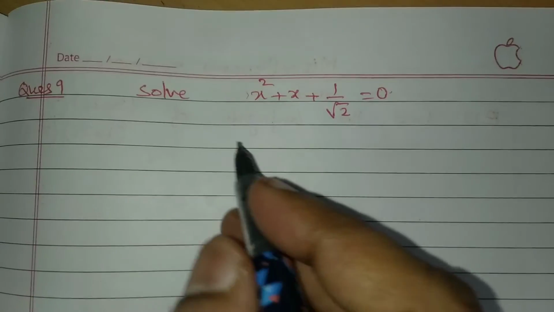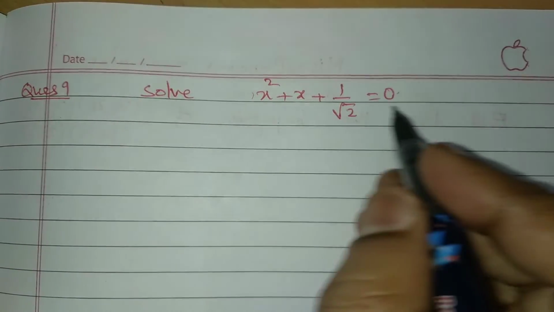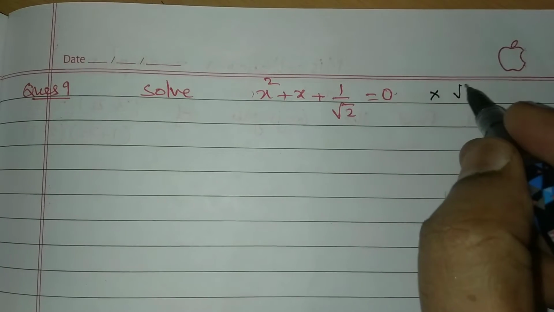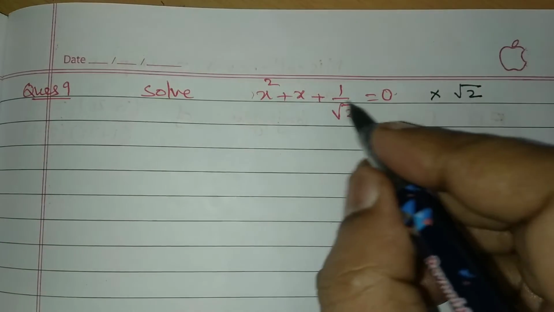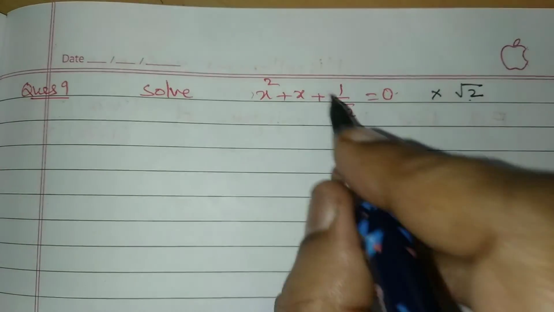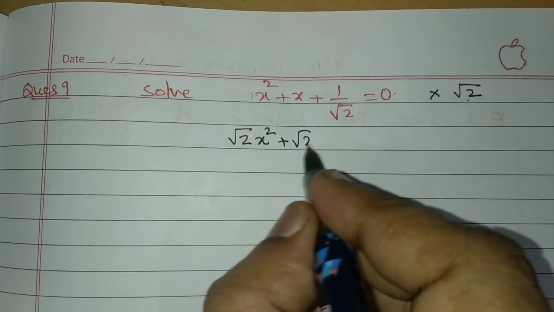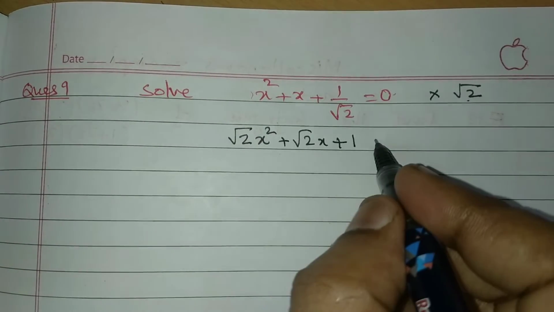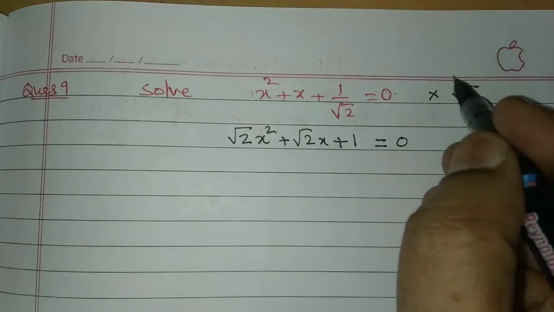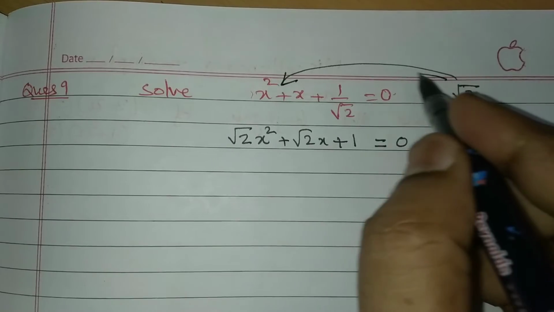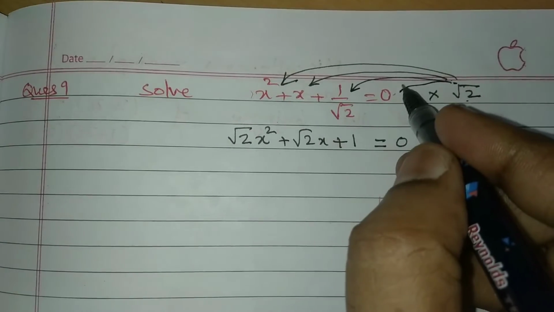Here, see, this is the quadratic equation. So here we can just multiply the equation by root 2 both sides. Why? Because here is root 2. So if we will multiply over here, this equation becomes root 2 x square plus root 2 x plus 1 is equal to 0. So each term is multiplied by root 2, this is multiplied, this is multiplied, and this is also multiplied.